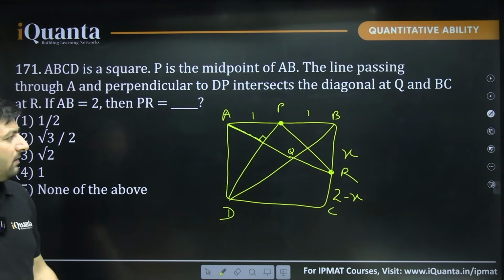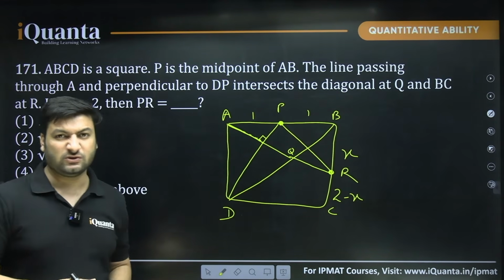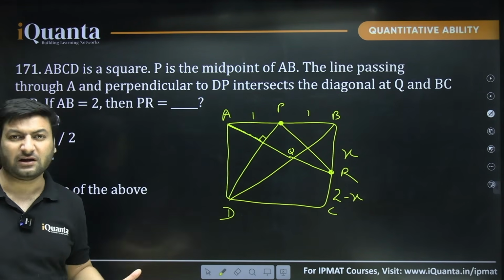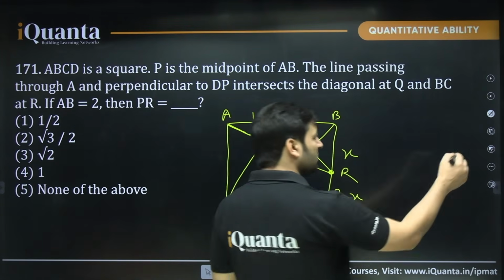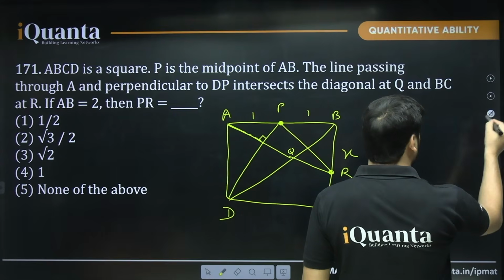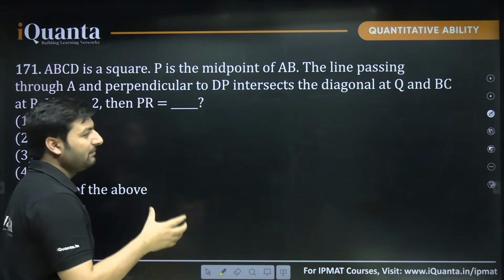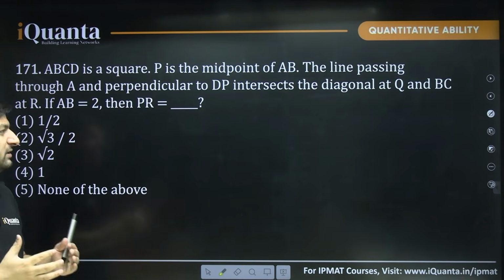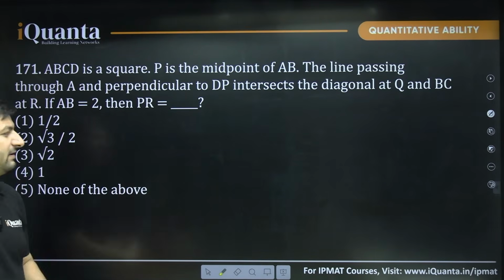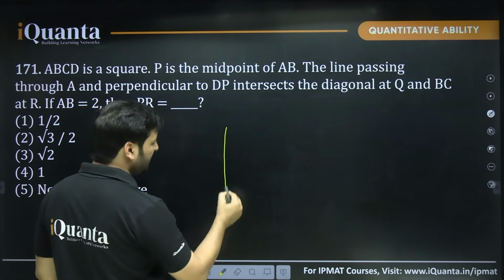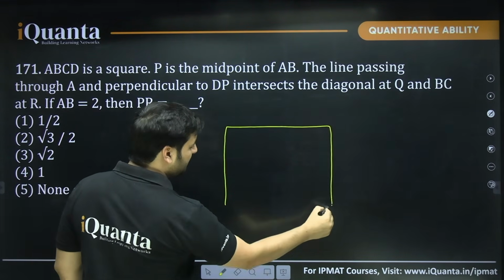Whenever you have such questions, if you are not able to relate them through geometry or a lot of equations and formulas, you can also use coordinate geometry. So I'll just show you how to do this with the help of coordinate geometry, okay. And why am I using coordinates here? Because the side lengths are very small, okay. So let's say this is my square ABCD.